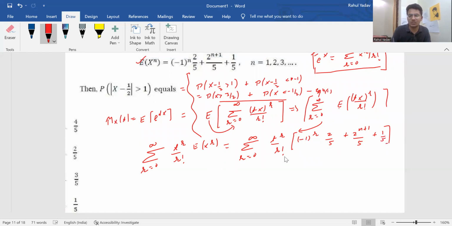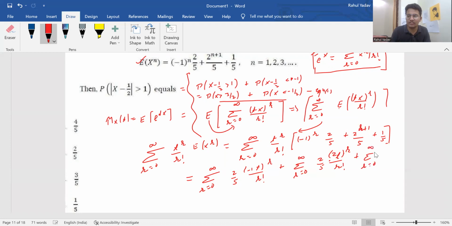Now if I multiply the terms on the inside, I get summation r going from 0 to infinity of 2 over 5 times (-1 into t) raised to the power r over r factorial. I think that is correct. Then the second term is summation r from 0 to infinity, where there is a common power, so I can write 2 by 5 times (2t) raised to the power r over r factorial. And in the final one, summation r running from 0 to infinity of 1 by 5 times t raised to the power r over r factorial.